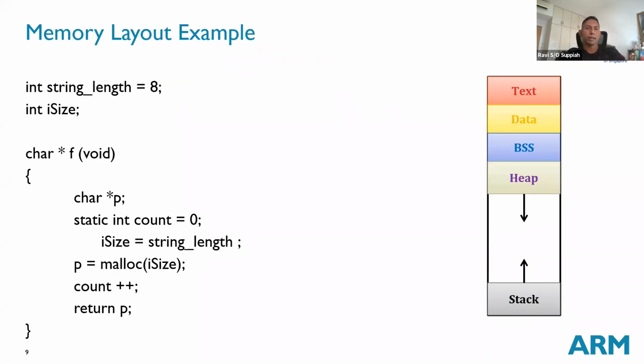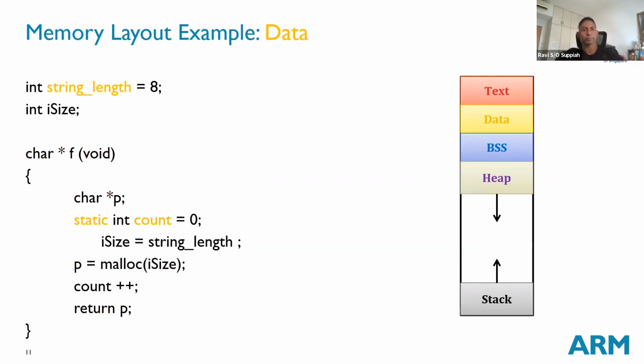So in the memory layout example, let's look at this code over here. As you can see, we have some global variables and a function. Within the function, you also have some variables and some code. Let's see how the allocation is done. Firstly, your text: your entire code will occupy the text space, and that, like we said, is known beforehand the moment you compile your code.